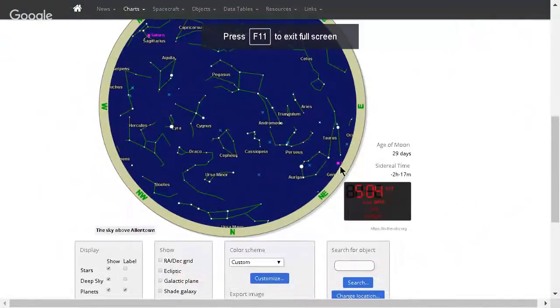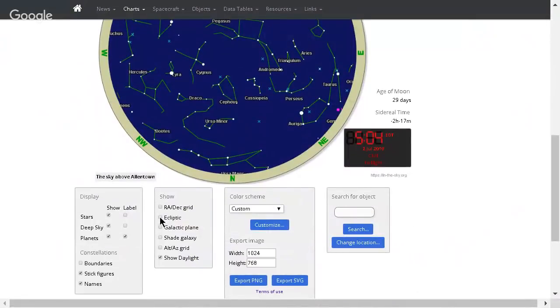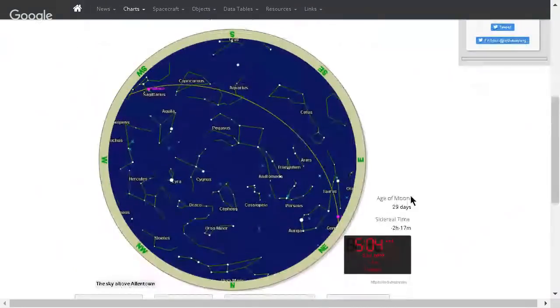Saturn's about to set. Venus just rose. So if you're on the east coast of the U.S. right now, you've got a low horizon. Go take a picture of Venus. It's going to be amazing.